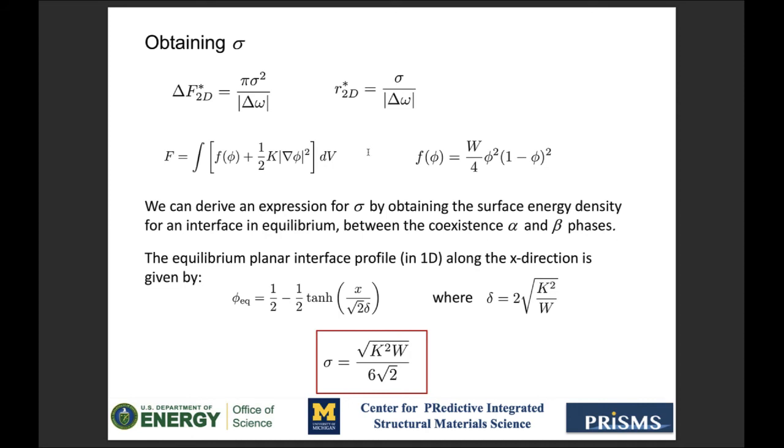So now we have a way to relate the energy barrier and the critical radius of a nucleus to the free energy parameters of the phase field model. And at the end of this video, we will go through two simulation examples that will hopefully illustrate this relationship. One in which we evolve a single nucleus that is originally slightly larger than the critical size, and another one where the nucleus is slightly smaller than the critical size.